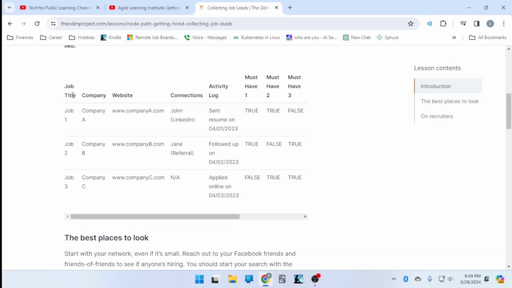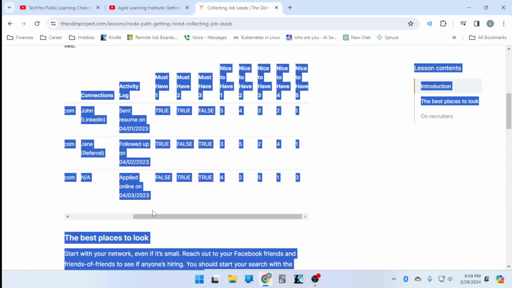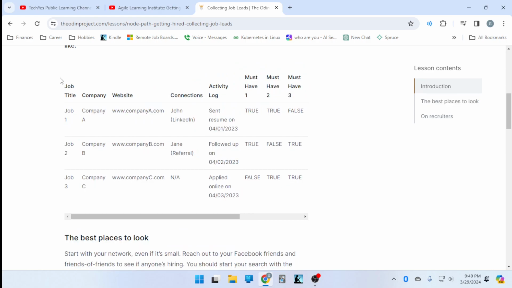Okay, so we've got rows and columns here. The first column is the job title. Then we've got the company, the website, the connections. So this is great. If you have a referral, you write down the name of the referral. Any recruiter, anyone working at the company, anything like that, you write them down. So there should probably be multiple people in here, hopefully. And then you have an activity log.